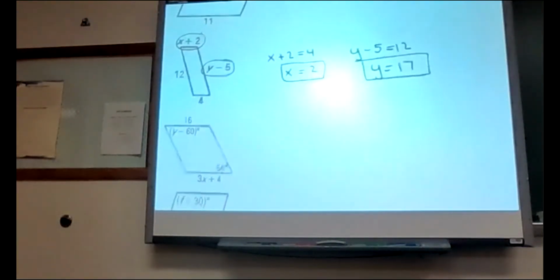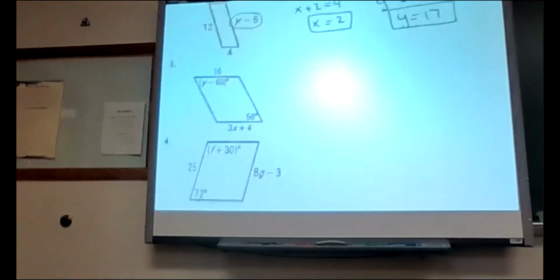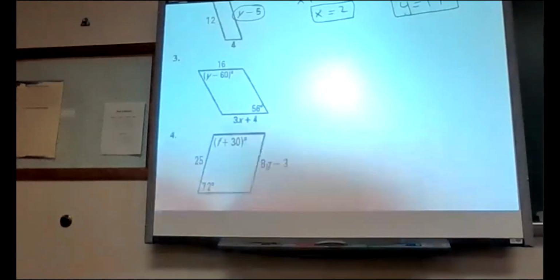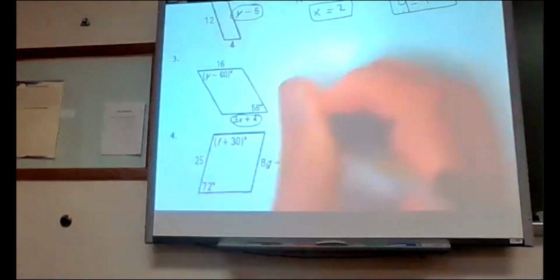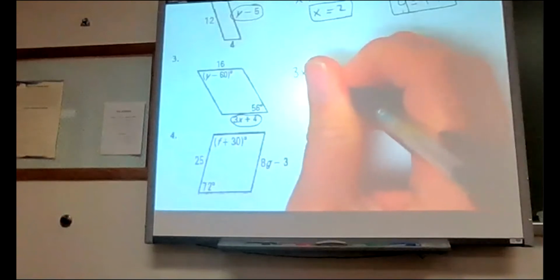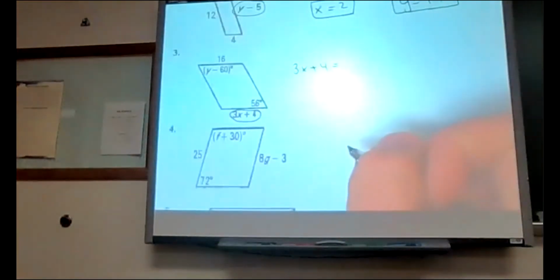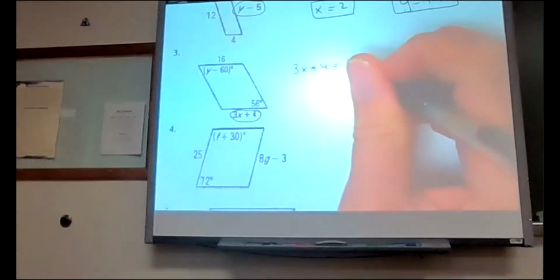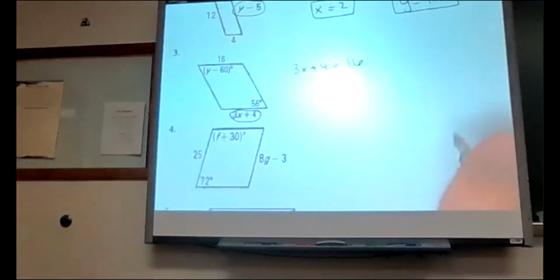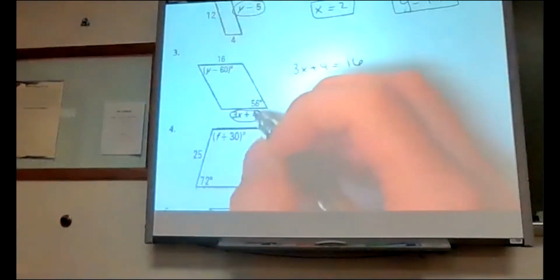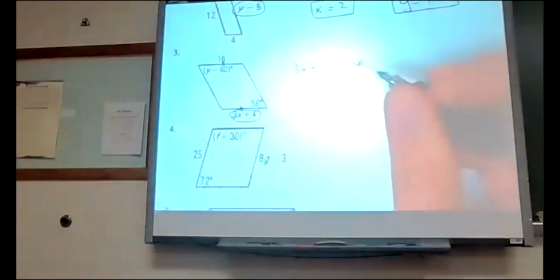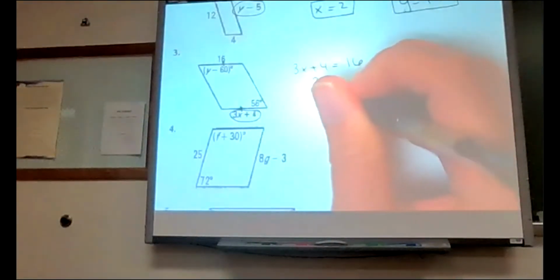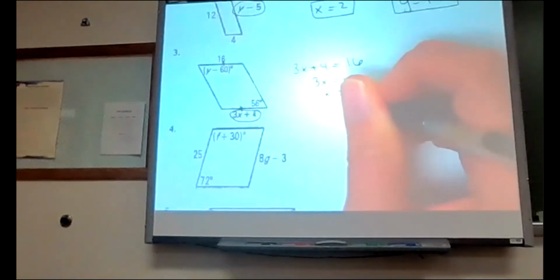Then on our third example, we have a mixture of sides and angles. So for X, 3X plus 4 would equal 12. So 3X plus 4, this side is equal to this side. Subtract 4, 3X equals 12, X equals 4.